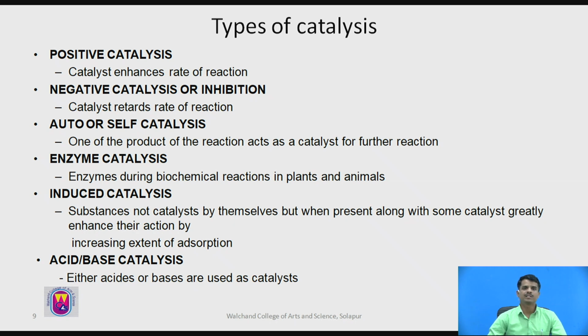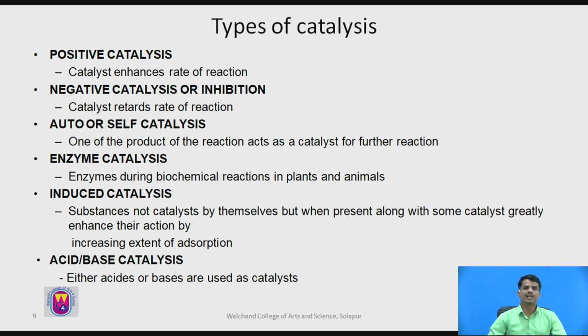The next one, negative catalysis. In this chemical reaction, the catalyst used retards, that is decreases, the rate of chemical reaction. So such catalysis is called negative catalysis. In this catalysis, the catalysts used are also called inhibitors or anti-catalysts. For example, the decomposition of H2O2 is avoided by adding some drops of H2SO4.